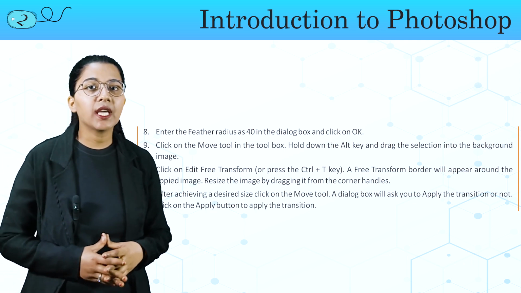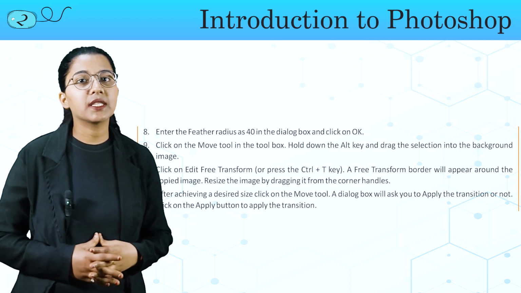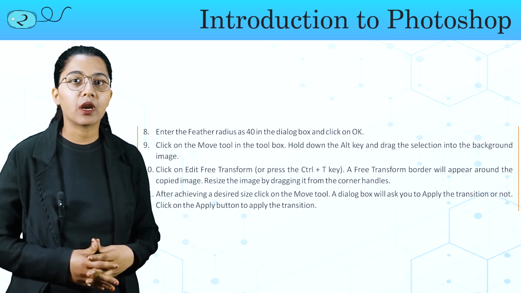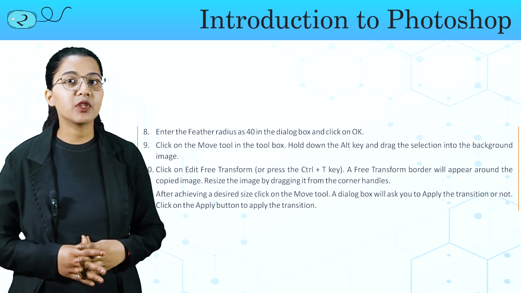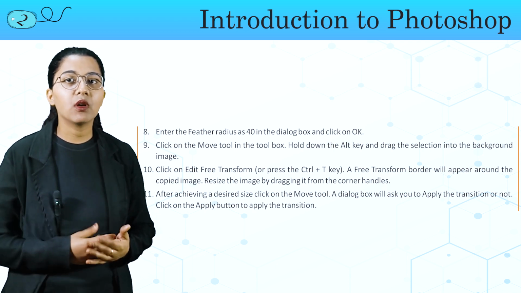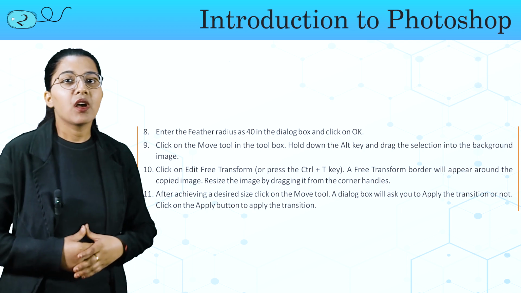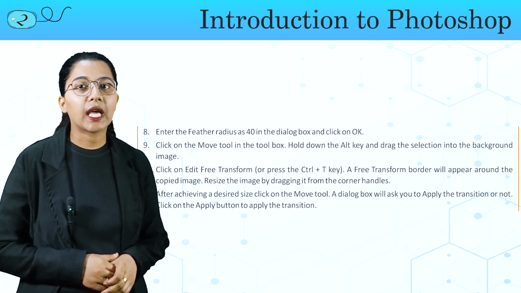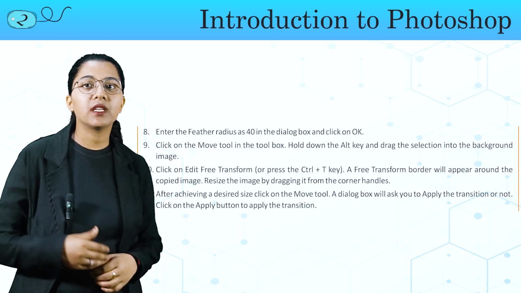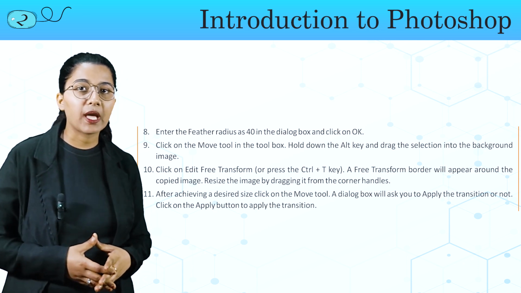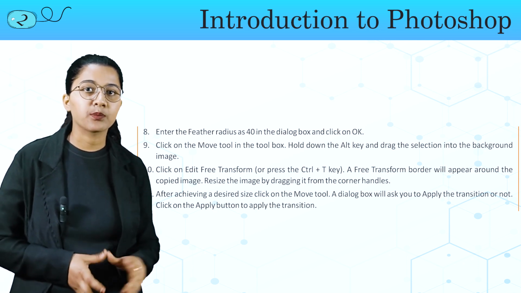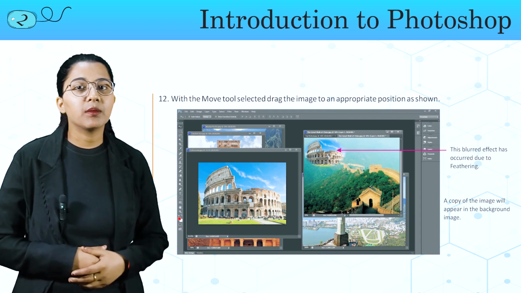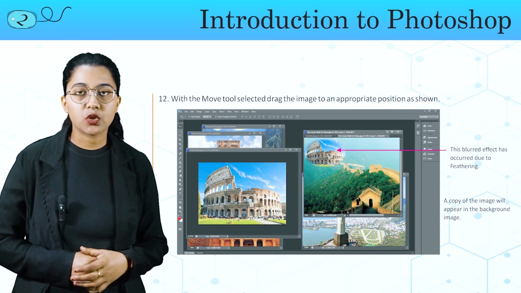10. Click on Edit, Free Transform or press the Ctrl plus T key. A free transform border will appear around the copied image. Resize the image by dragging it from the corner handle. 11. After achieving the desired size, click on the Move tool. A dialog box will ask you to apply the transformation or not. Click on the Apply button to apply the transformation. 12. With the Move tool selected, drag the image to the appropriate position as shown.